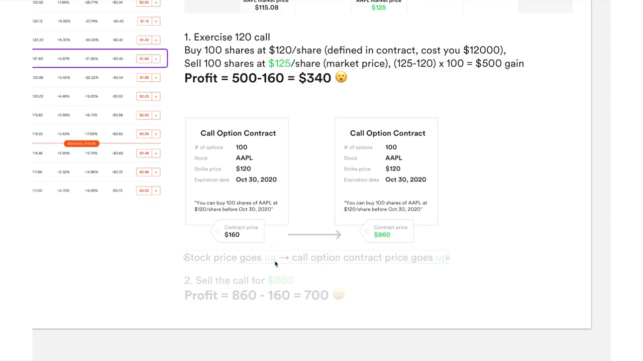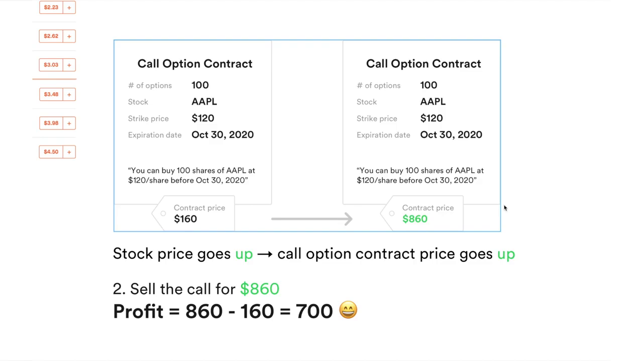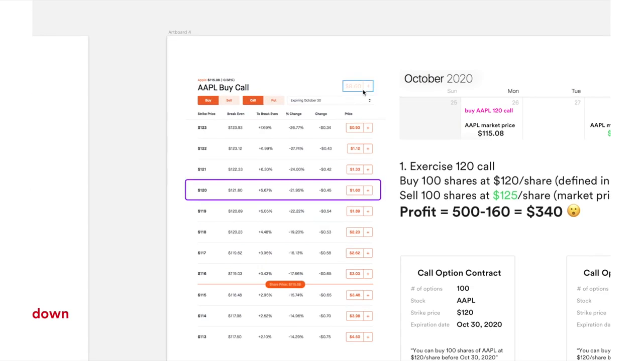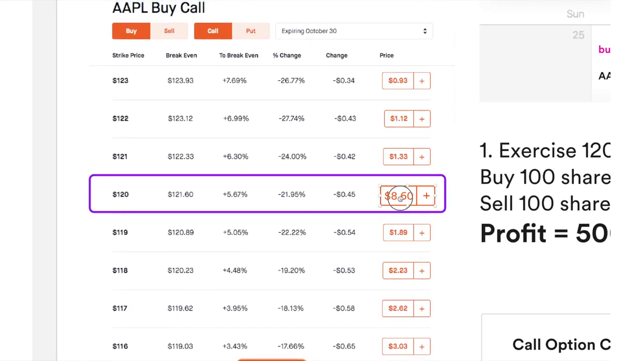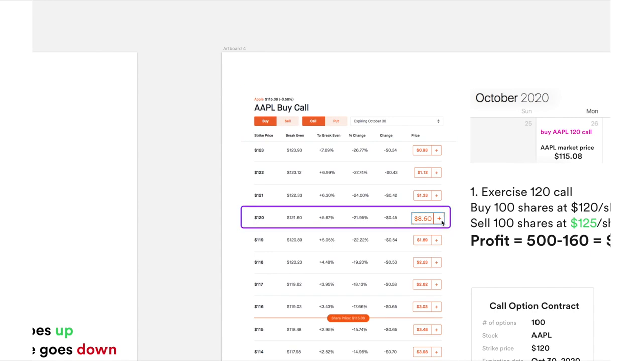Of course, the second way, as we talked about, if the stock price goes up, the call option contract price will also go up, right? So on Wednesday, when the Apple stock price actually goes up to 125, the call contract price, the exact same call contract that you're holding, could maybe go up to $860, which is amazing, right? So what could happen is if you go back to Robinhood, what you will see is 8.6 instead of 1.6. Because the price goes up, it will reflect that in the UI.